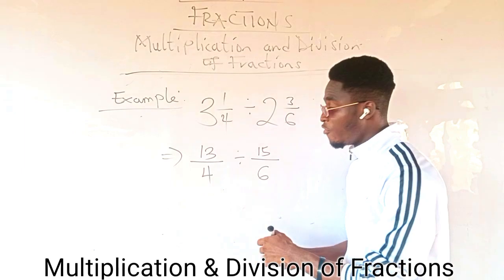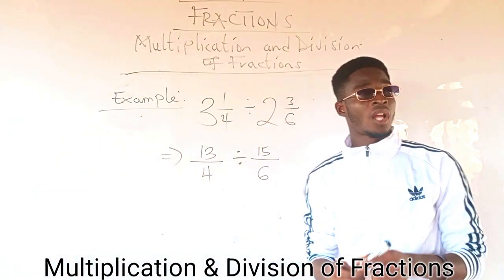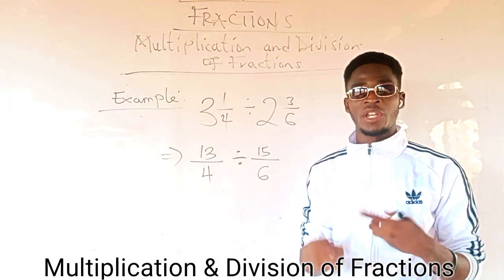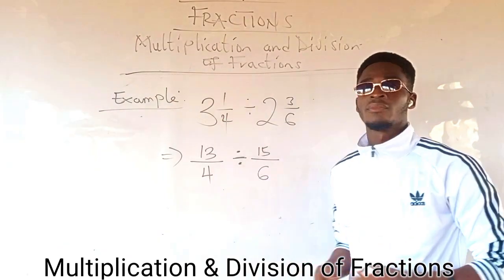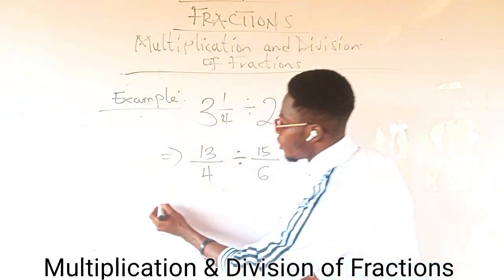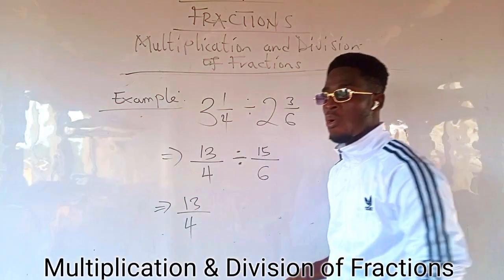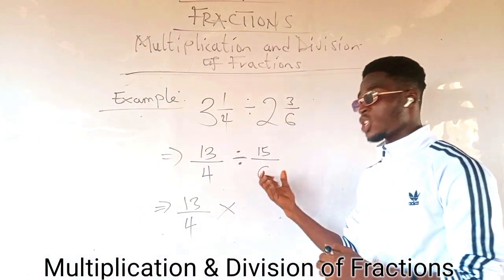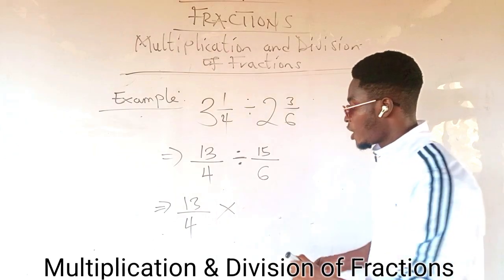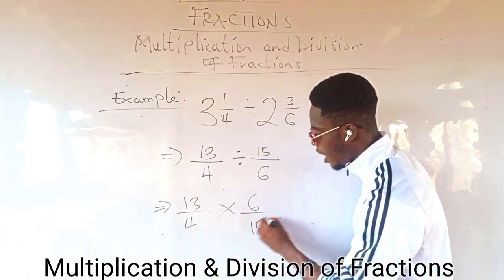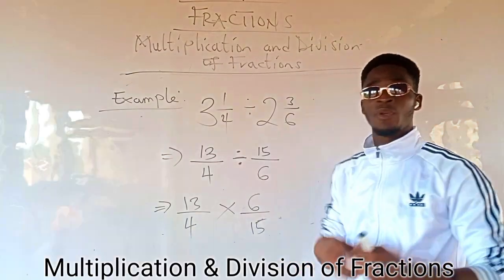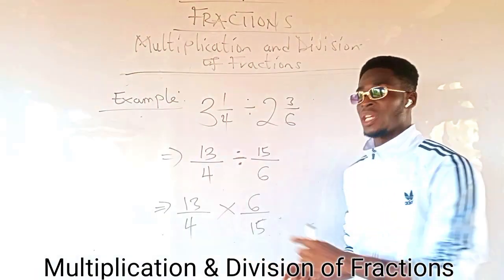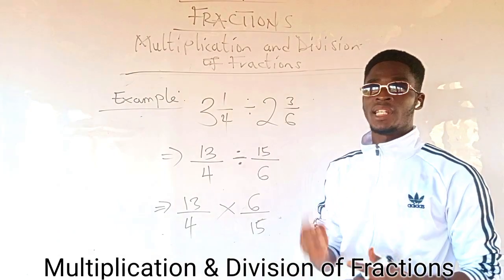Now you can see that this time around we have a division. The method we are going to use is that this division sign is going to change into multiplication. And when it changes into multiplication, we are going to reciprocate the second fraction, which comes after the operation sign. And so we are going to have 13 divided by 4, times, and this fraction is going to reciprocate. So we're going to have 6 coming up and then 15 going down. The change is because of the multiplication sign. We have changed it, and because we have changed it, we need to reciprocate this one to meet the standard. Now we can do our cancellation and then we take it from there.